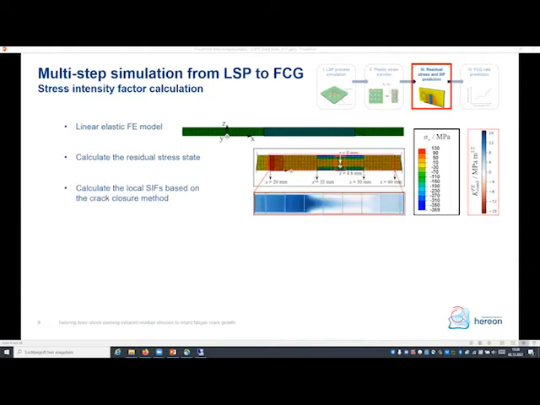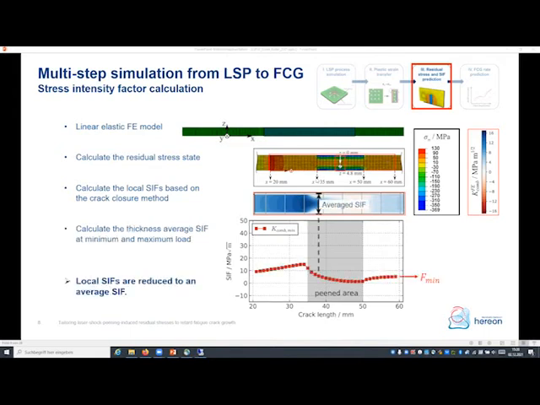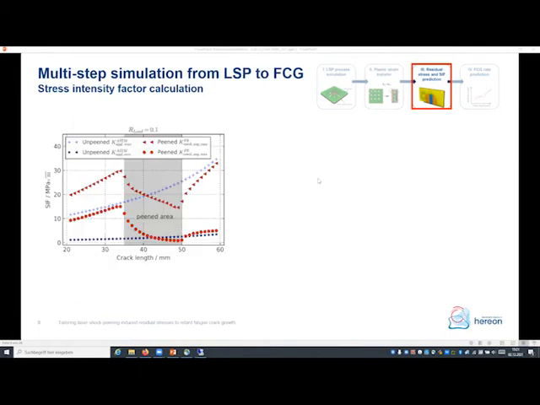And then I can calculate the local stress intensity factors shown here. And then I need to further reduce the stress intensity factor to just one average stress intensity factor over the whole thickness, which is shown here. And then I can calculate this average stress intensity factor over thickness for every crack length at minimum load and maximum load. For a comparison, these are the stress intensity factors for an unpeened specimen, and I can see that there's a significant influence of the residual stresses. So, and this is the graph I explained in the slide before.